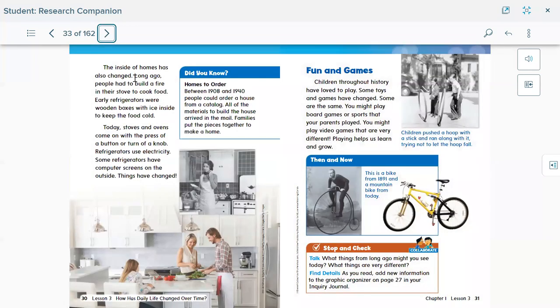The inside of homes has also changed. Long ago, people had to build a fire in their stove to cook food. Early refrigerators were wooden boxes with ice inside to keep the food cold. Today, stoves and ovens come on with the press of a button or a turn of a knob. Refrigerators use electricity. Some refrigerators have computer screens on the outside. Things have changed. So look at the kitchen in the bigger picture and look in the small picture.